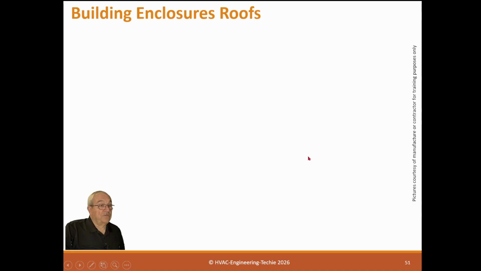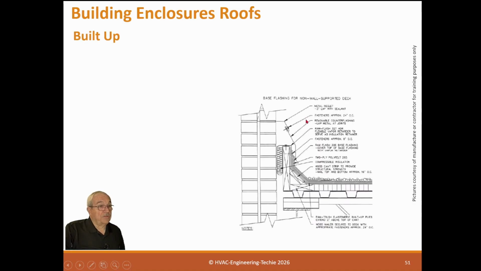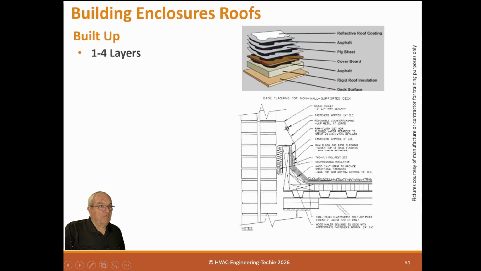Roofs. Roofs are another major area of commissioning we need to do on the building. You can have built-up roofs that basically put insulation down, and then they have roof on top of it. A built-up roof can have 1 to 4 layers. Normally there's 3 or 4 layers. What they have here is a board or a substrate down below the roof. We have a rigid insulation that they adhere down to the surface, either with screws or with glue.